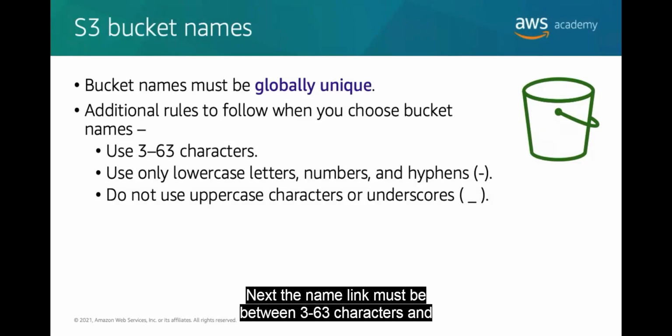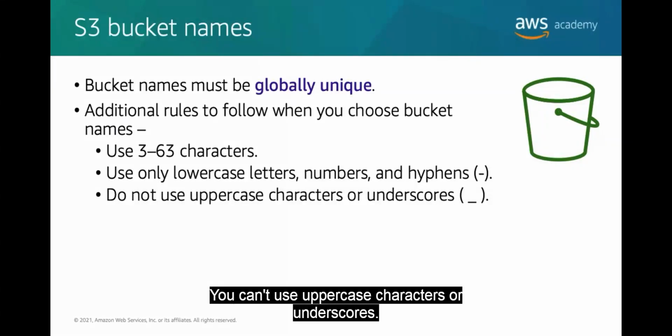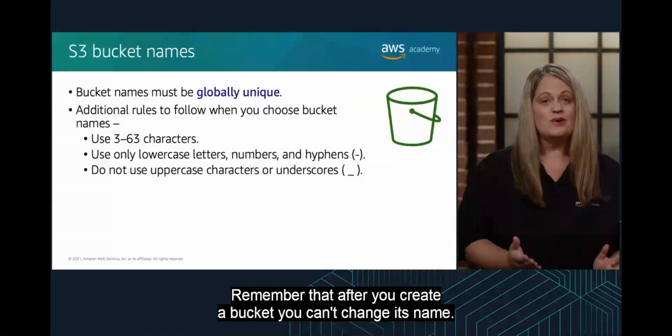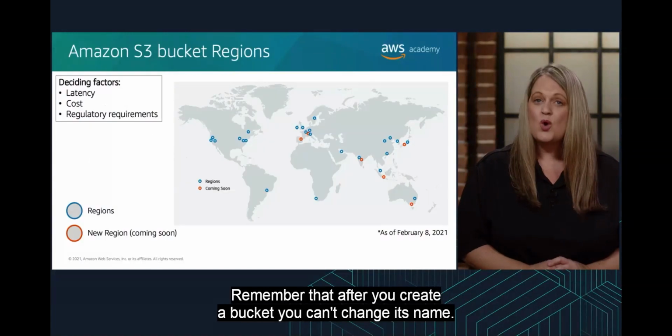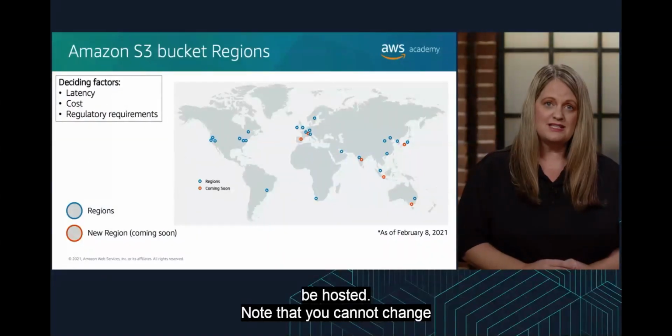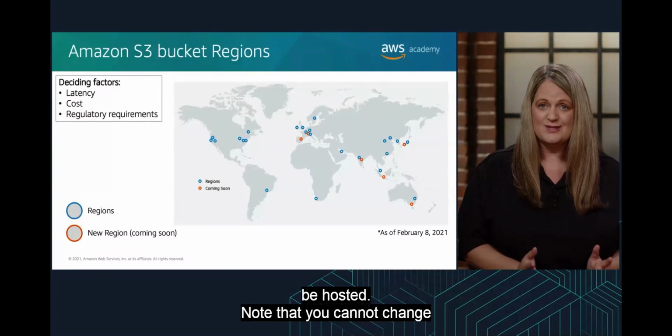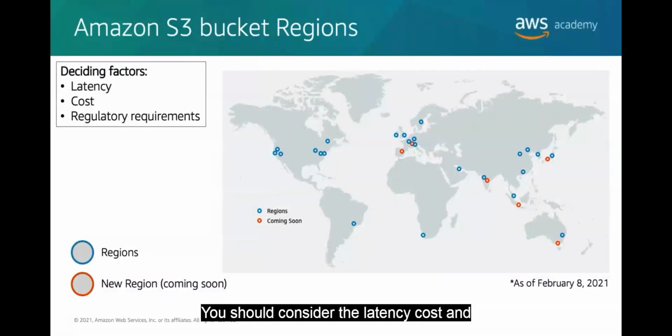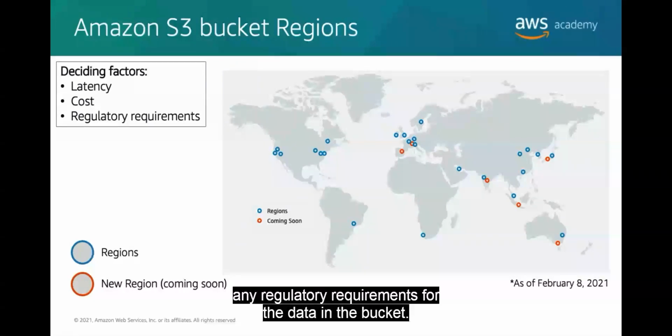Next, the name length must be between 3 and 63 characters, and you can only use lowercase letters, numbers, and hyphens in the name. You can't use uppercase characters or underscores. Remember that after you create a bucket, you can't change its name. When you create a bucket, you must also specify the region where the bucket will be hosted. Note that you cannot change a bucket's region. How do you choose the best region? You should consider the latency, cost, and any regulatory requirements for the data in the bucket.